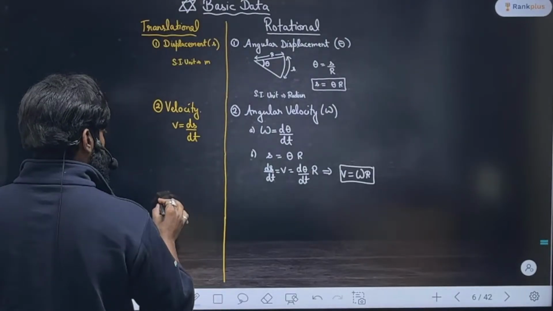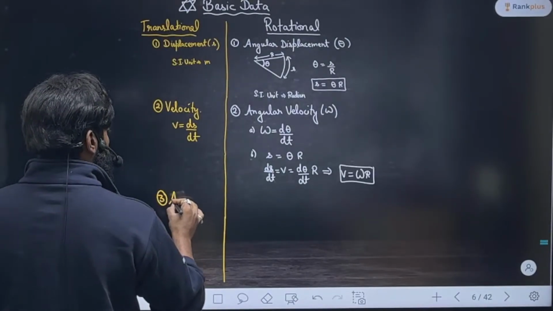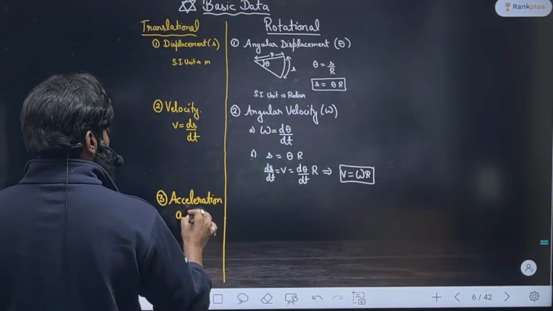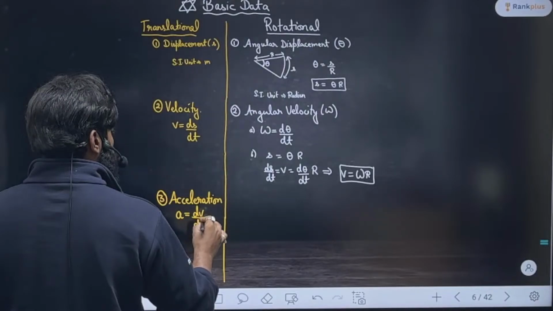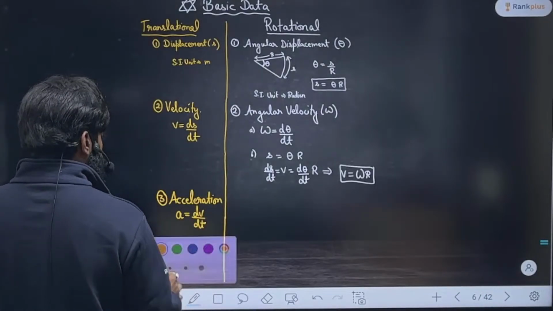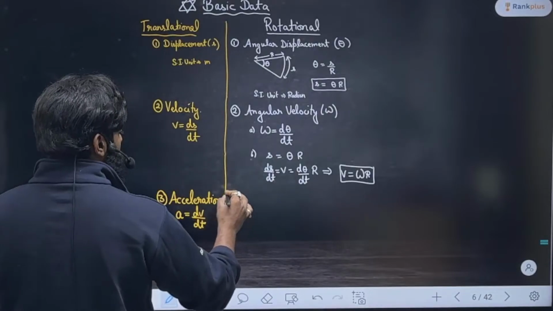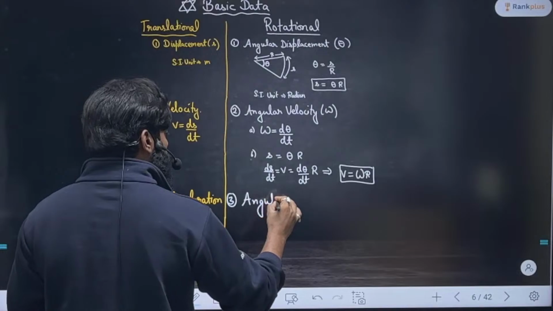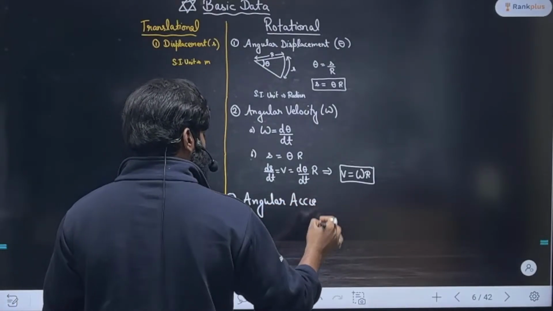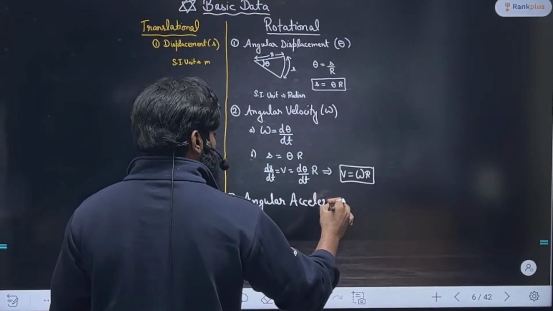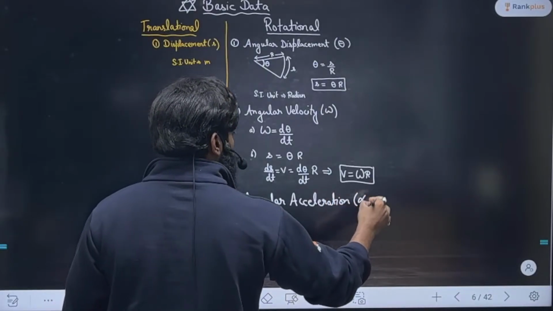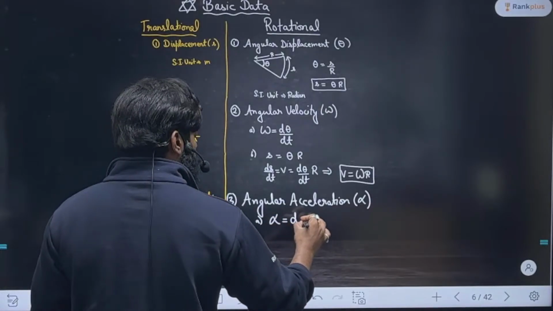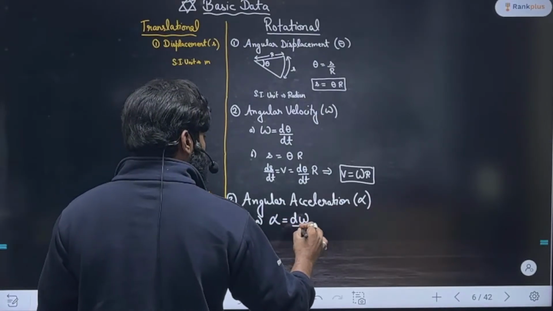Third is acceleration. So acceleration, we know it's the rate of change of velocity, dv by dt. And here, the rotational analogous of the acceleration is the angular acceleration. And angular acceleration is denoted by the symbol alpha. So alpha will be equal to d omega divided by dt.